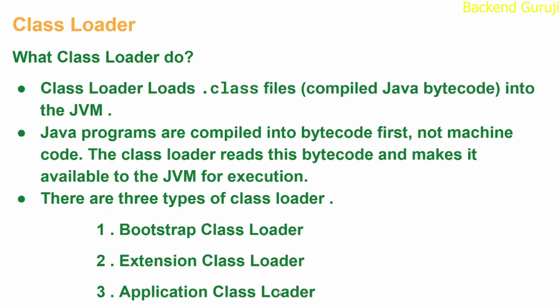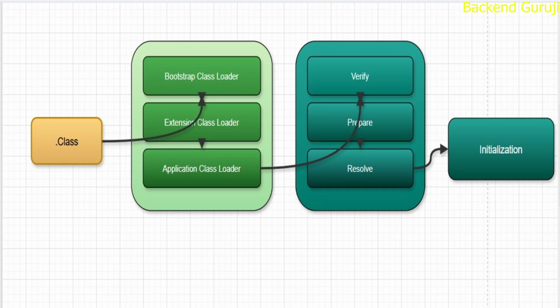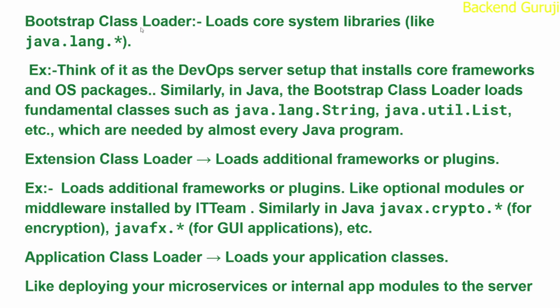What is the work of the Bootstrap class loader? We can see all these things in our upcoming diagrams. You can see here the .class file. The class loader has the Bootstrap class loader, extension class loader, and application class loader. Then this application class loader goes to verify, then prepare, then resolve, then initialize. The Bootstrap class loader loads core system libraries like java.lang.*.